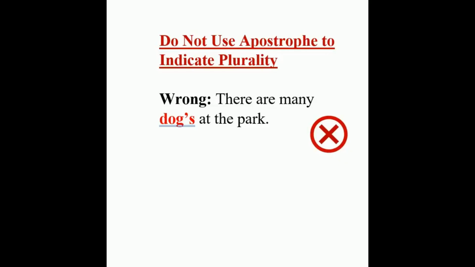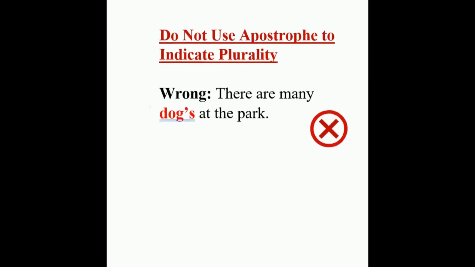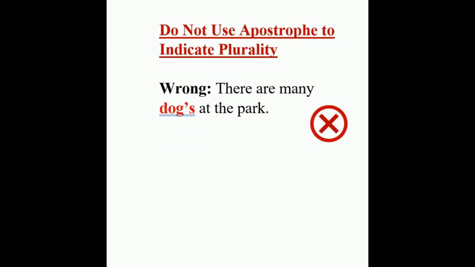Beware. Do not use an apostrophe to indicate plurality. What do I mean by that? So I have seen this numerous times. I always tell my students, if you're not sure how to use this grammatical technique or rule, then just skip it altogether. Okay? So here, "There are many dog's at the park." That is incorrect. Okay? Because we are not using possession. Incorrect. Apostrophe S is incorrect.